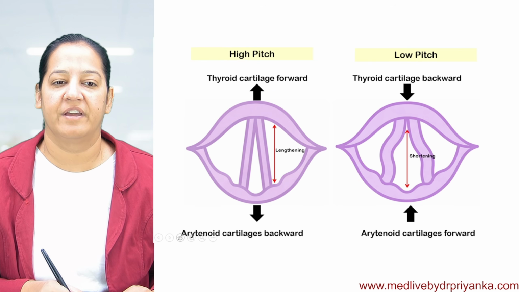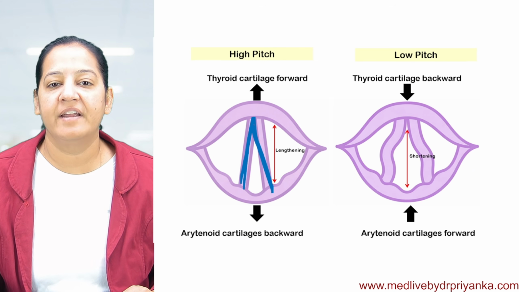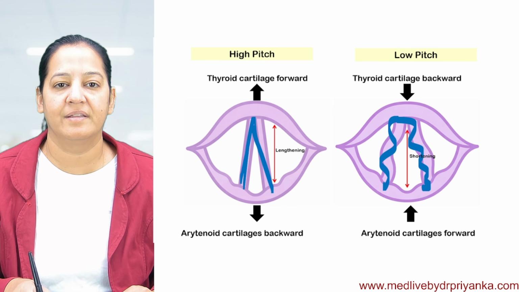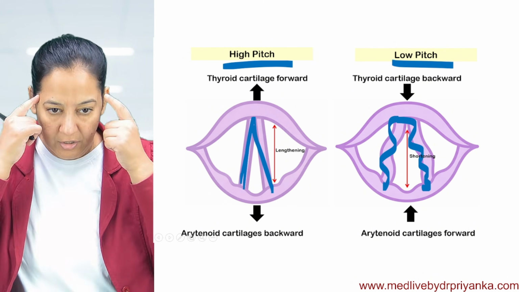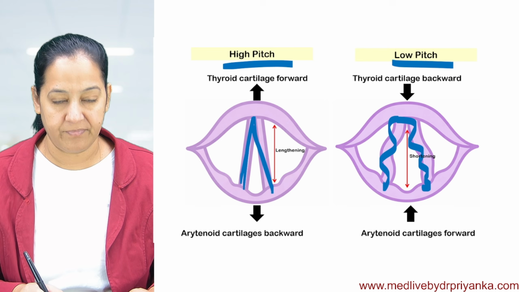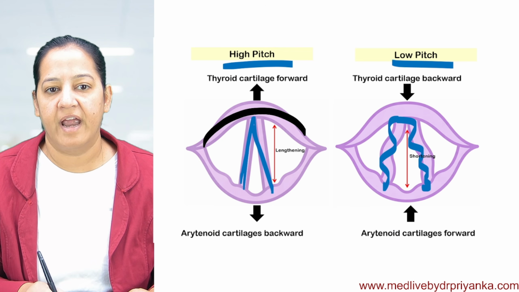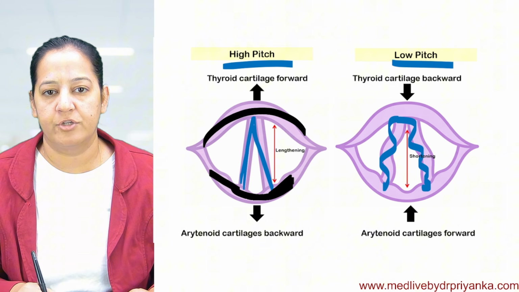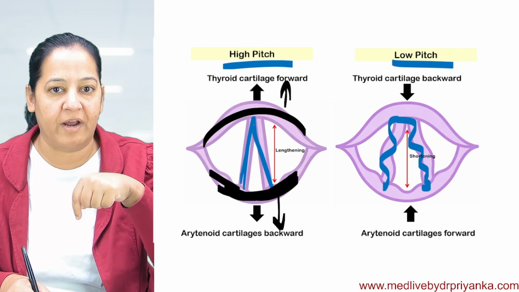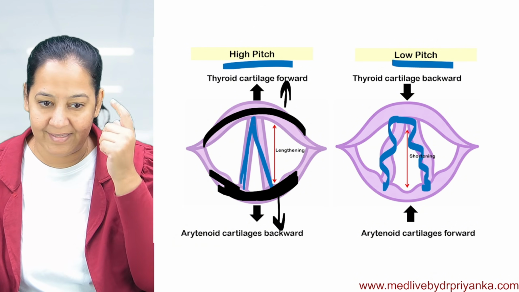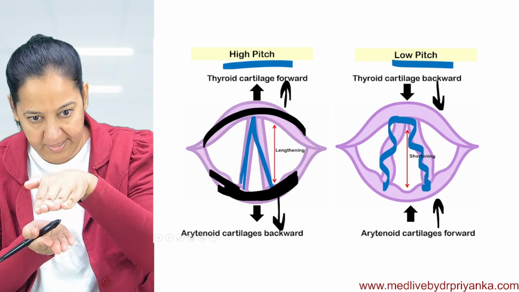You can see the diagram over here. Very good diagram. You can appreciate here the vocal cords are of increased length, and here the vocal cord is of decreased length. So here the tensor, increased length, high pitch. Here the relaxer, decreased length, low pitch. Now use your common sense. This is thyroid, and these are the two arytenoids. This is interarytenoid. If you want to increase the length, you have to take the thyroid forward and arytenoid backward so that the length will be more. And if you want to decrease the length, use common sense: bring thyroid backward and arytenoid forward, so you can decrease the length.